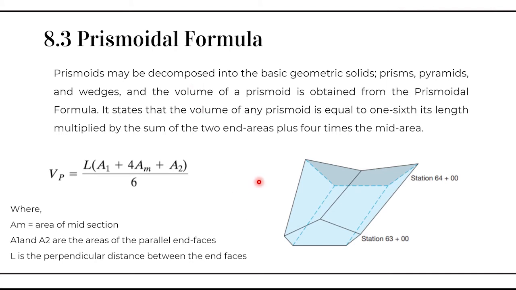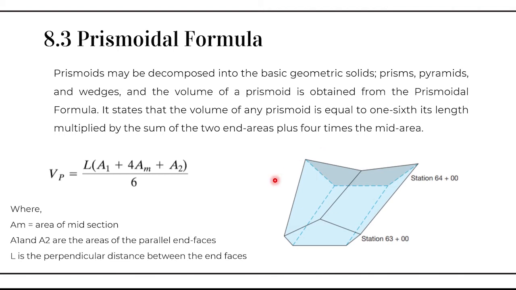A prismoid, as illustrated here in the figure, is a solid having ends that are parallel but not congruent, and trapezoidal sides that are also not congruent. Most earthwork solids obtained from cross-section data fit this classification.